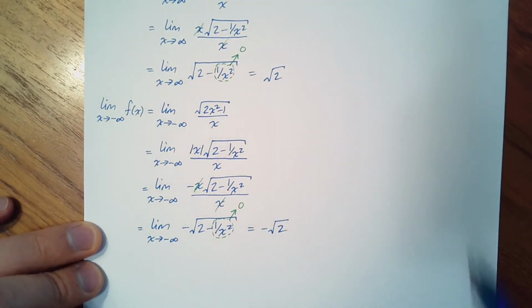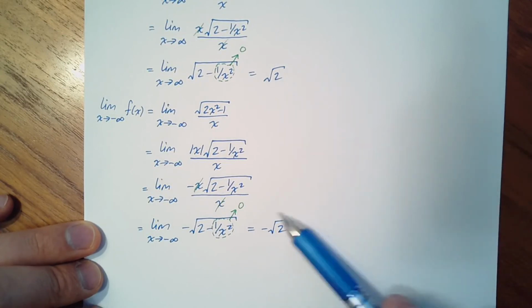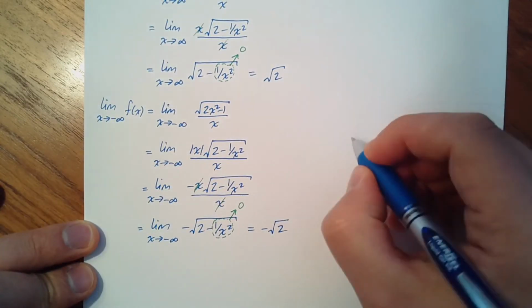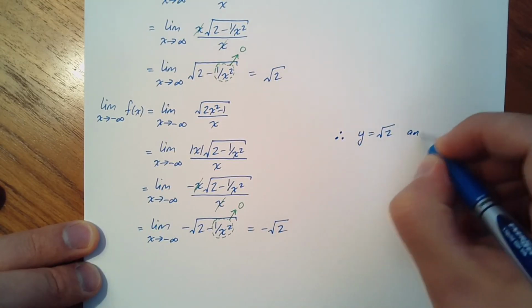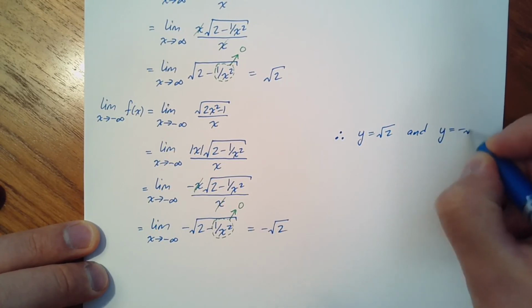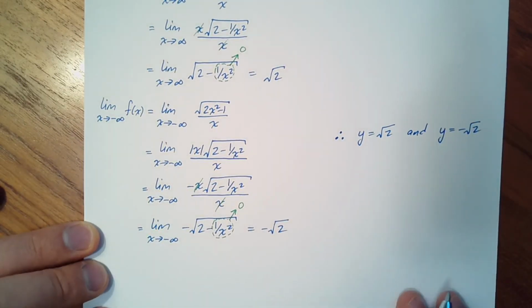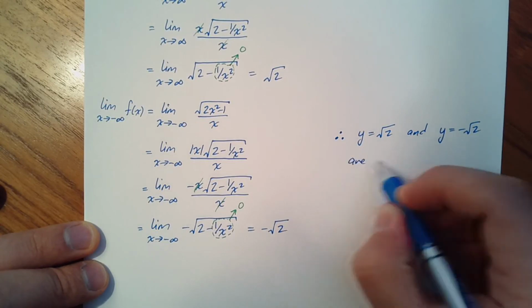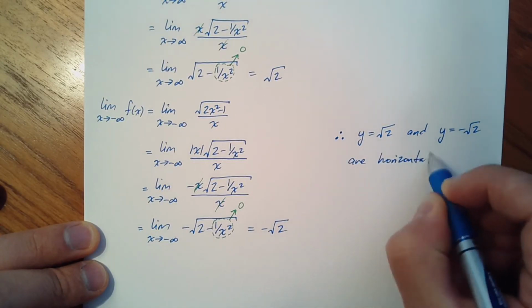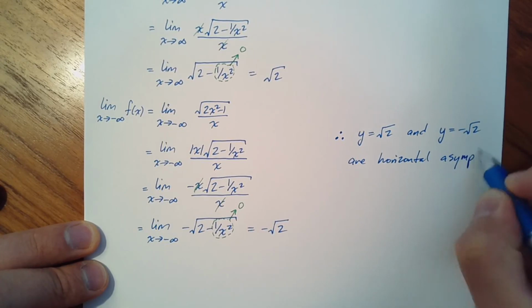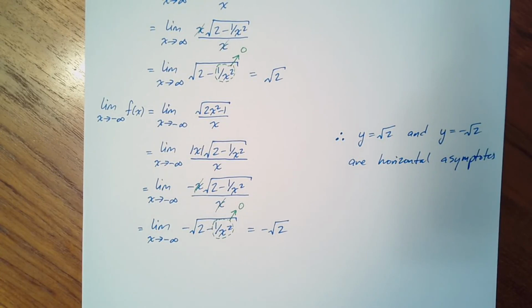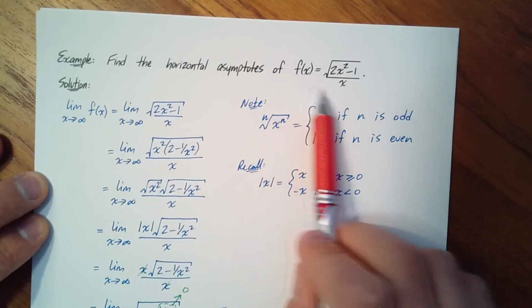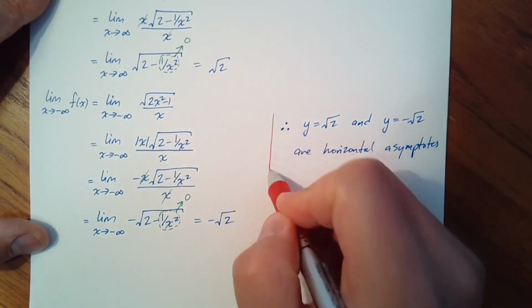Okay, so one of our limits to infinity gave us positive root 2 and the other one gave us negative root 2. So we can conclude now, let's put the conclusion here. Therefore, y equals the square root of 2 and y equals negative the square root of 2. Both of those horizontal lines are horizontal asymptotes of our function f. But how about I just say they're horizontal asymptotes, because there's only one function that we're looking at. They're horizontal asymptotes to the graph of this function. So it's pretty obvious what we mean if we stop there. So let's just say it like that.